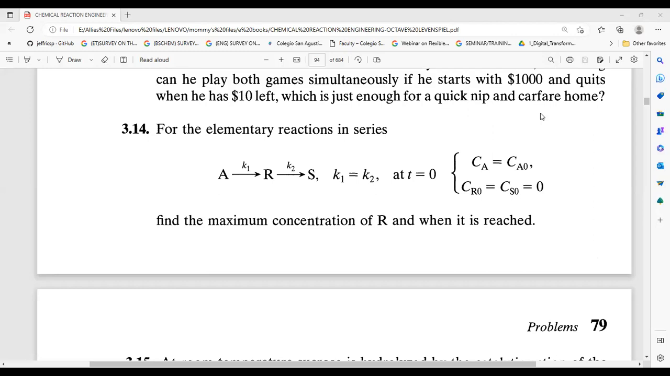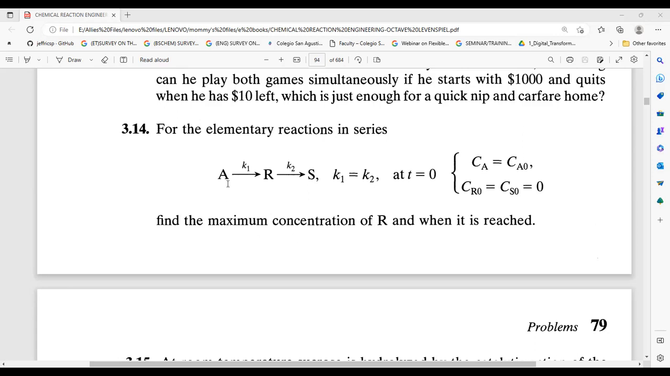Now, this is different than the one that was derived by Levenspiel, because in here, your rate constants are equal. In that set of formulas, for the maximum concentration of the intermediate and the time when it is reached, the premise is that K sub 1 and K sub 2 are not equal. So in this case, we will have another derivation as to how we're going to answer this problem.